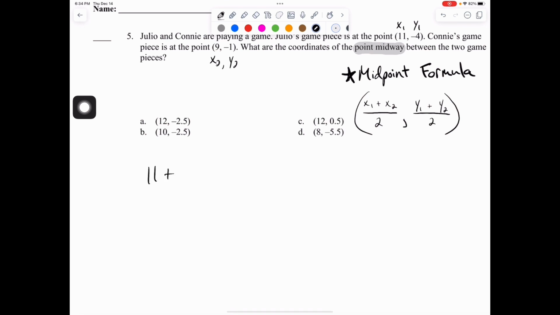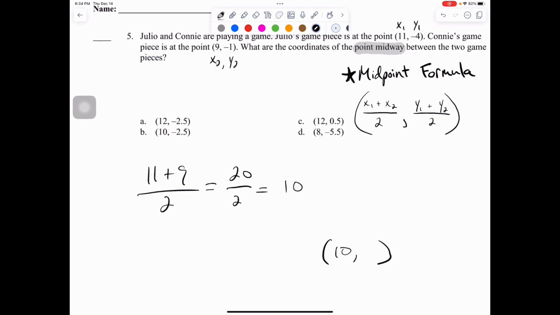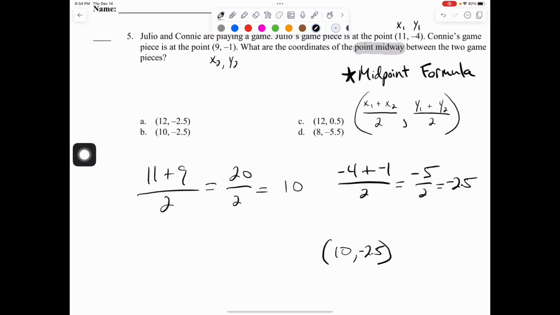Now, if we add our x1, which is 11, plus our x2, which is 9, we do 11 plus 9 divided by 2. 11 plus 9 is 20, and divided by 2, that equals 10. I will set it and forget it while we find our y value. We will do y1 of negative 4 added to y2 of negative 1. Negative 4 plus negative 1 is negative 5, divided by 2 equals negative 2.5. Go ahead and circle your answer of B.